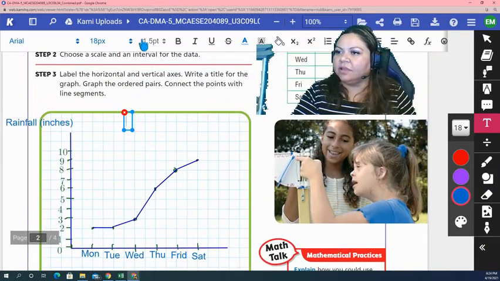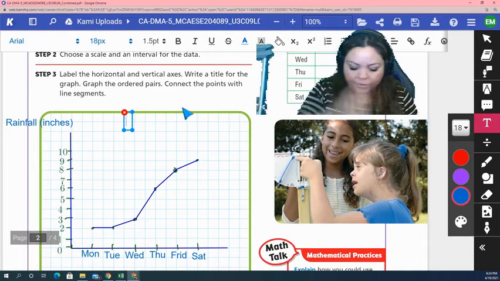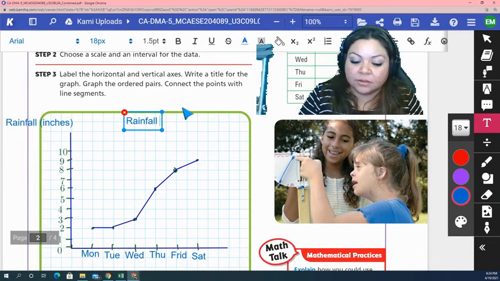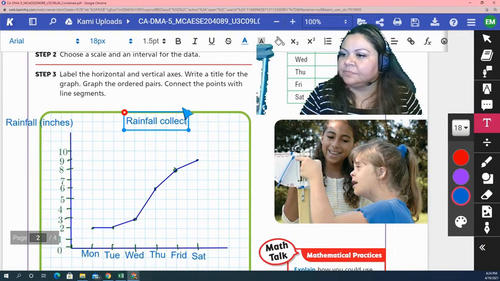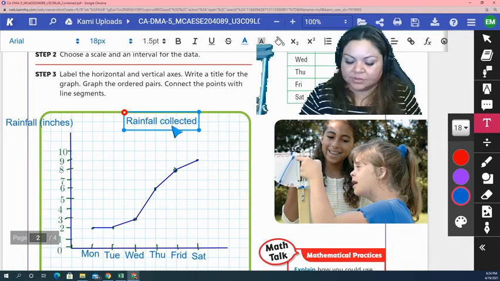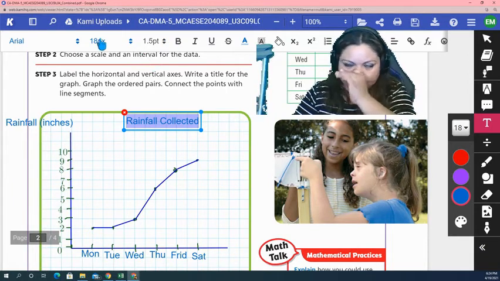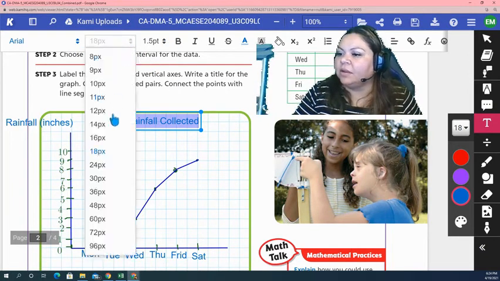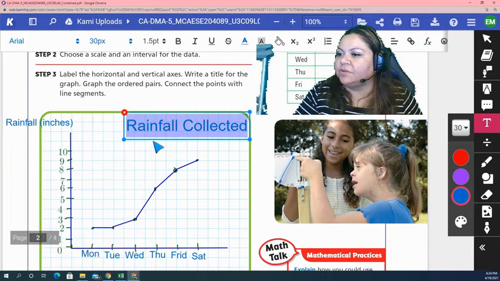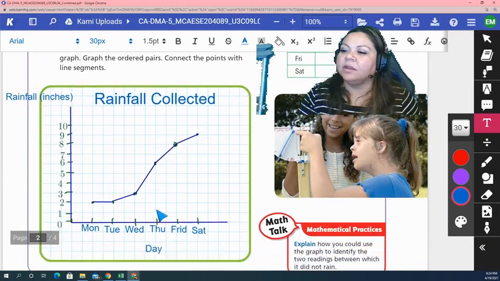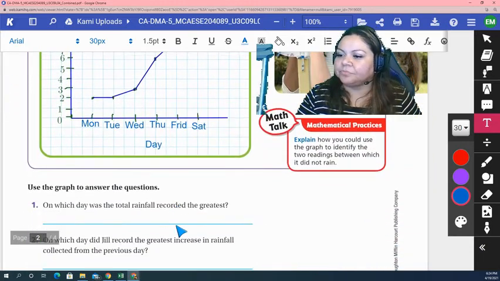And so the title is usually a little bit bigger, and we name it like the table. So this is Rainfall Collected. That title goes capitalized in English. When we write in English, we capitalize the titles, both words. And I'm going to make it go to 30. So it's a nice title there. And I created my graph.